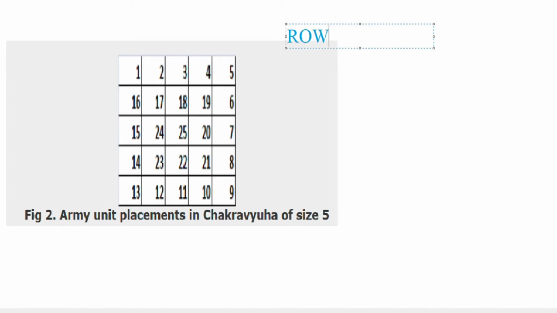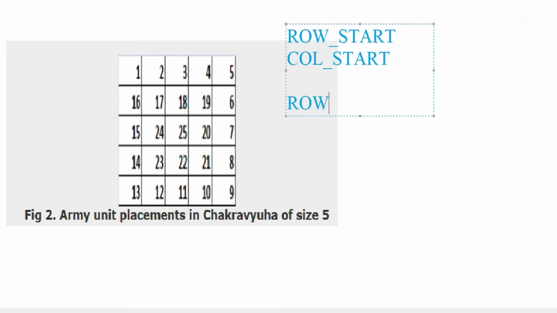My boundary condition will be like this. I'll have a row start and a column start, and I'll have a row end and a column end. Since I have to adjust my sizes, that is why I'm using these four variables. Now initially, what will be the value?